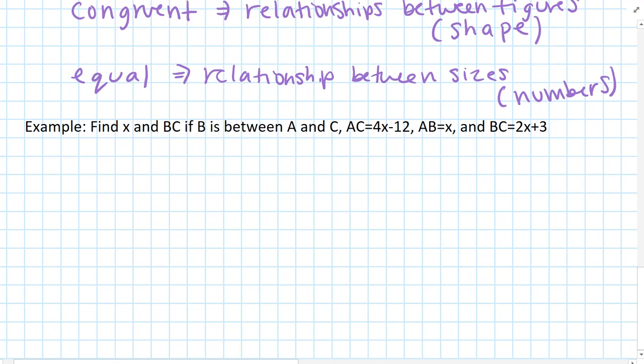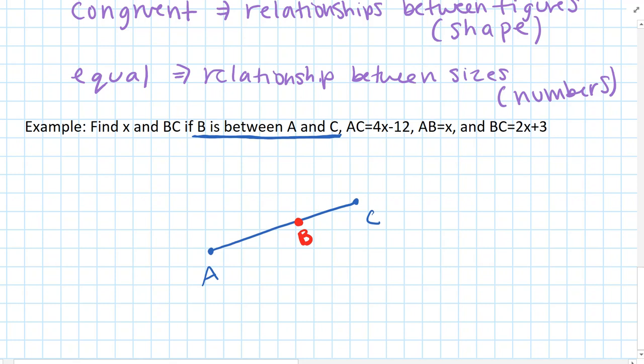So it says find x and BC if B is between A and C, and AC is equal to 4x minus 12, AB is equal to x, and BC is equal to 2x plus 3. So right now we know that B is between A and C. And from our definition before, we know that means it's not just somewhere hanging out in the middle, it's directly on the line AC. So I'm going to have a line AC, and then B is going to be directly on this line somewhere in between A and C.